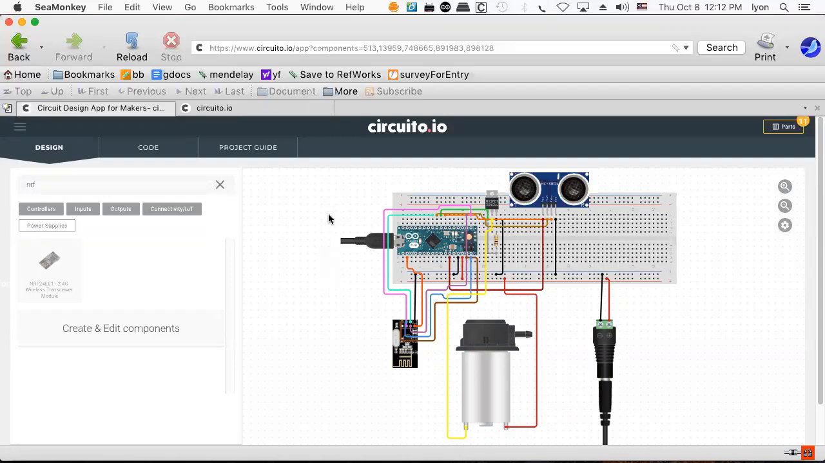So that's what I have for you for today. Hope you like my little demo here with Circuit IO. I thought that was pretty slick.